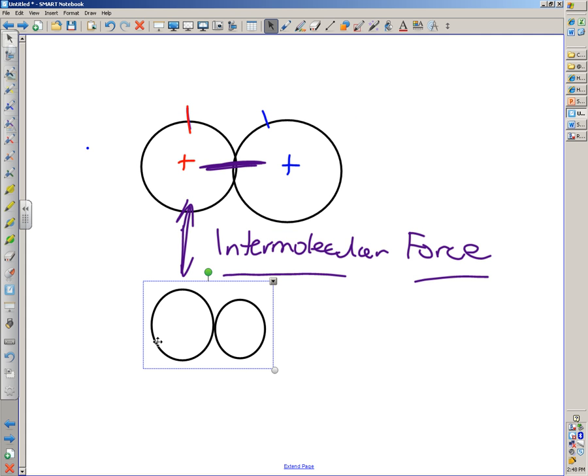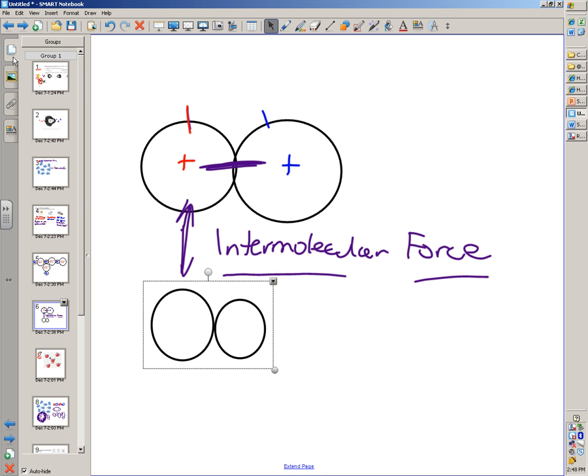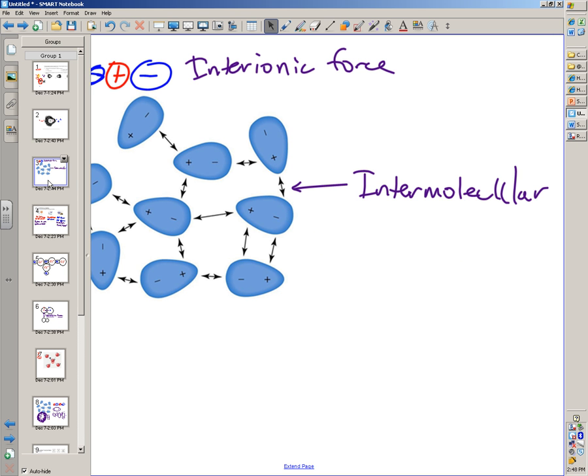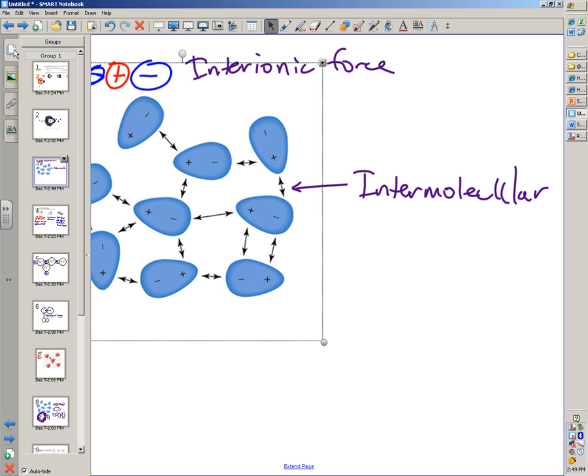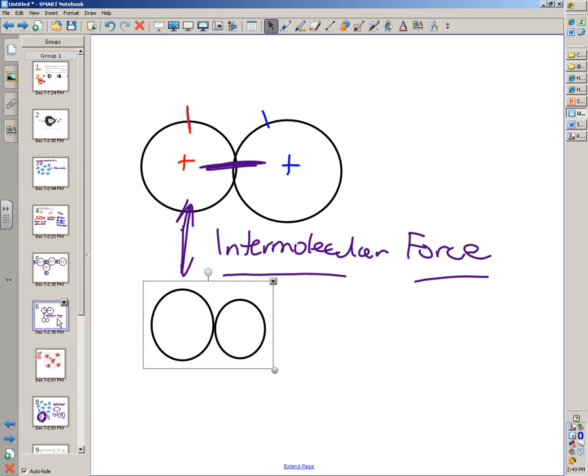No. But now that I start doing this, is this group here attracted to that group there? Yes. Is it real strong? It's not real strong, because remember, this isn't fully positive, it's partially positive, and this isn't fully negative, it's partially negative. But there's still some attraction there. Does that make sense? How hard is it to separate those? It's not real hard, but harder than the nonpolar ones.